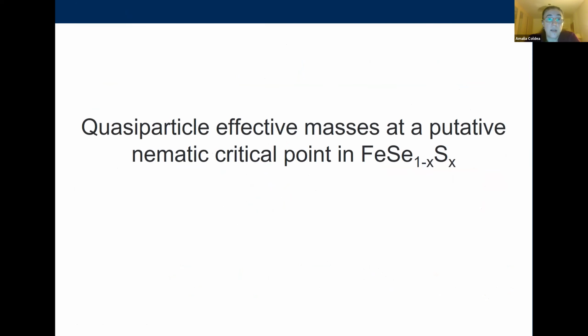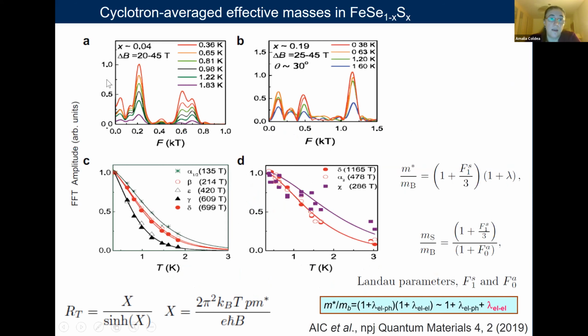So now let's concentrate on the quasi-particle effective masses in the vicinity of these nematic endpoints. These effective masses are extracted from the amplitude versus temperature of the quantum oscillations. If this dependence varies significantly with temperature, that means the effective masses are very heavy. And this is for a 4% concentration deep inside the nematic phase. And this is for a concentration outside the nematic phase. So we can see already that the masses are quite heavy inside the nematic phase, but they become lighter outside, in the tetragonal phase.